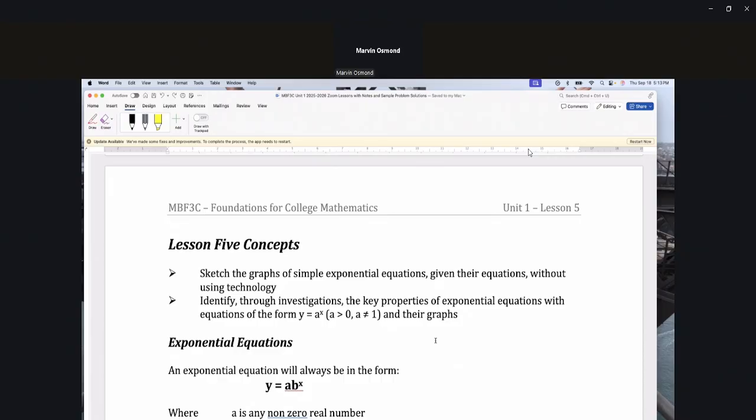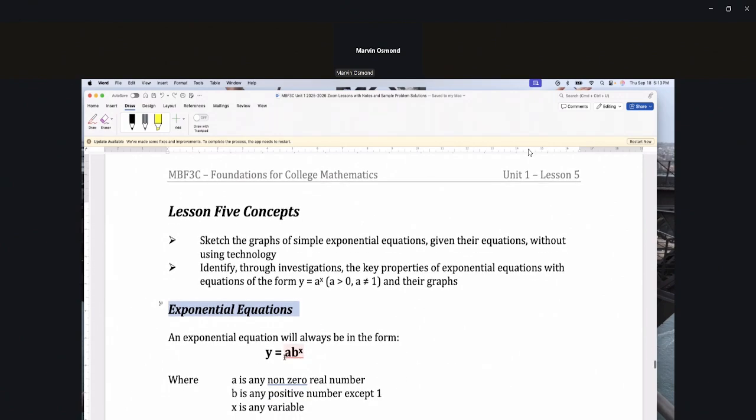Now, this particular one here is called an exponential equation. An exponential equation gives us a different graph still. We'll take a look at that in a moment. So an exponential equation is of the form y equals a times b to the power of x. So in this particular one here, the x is in the exponent. So the x is the exponent.